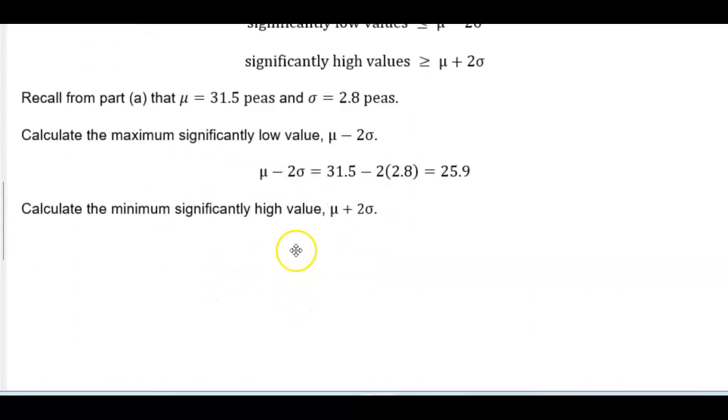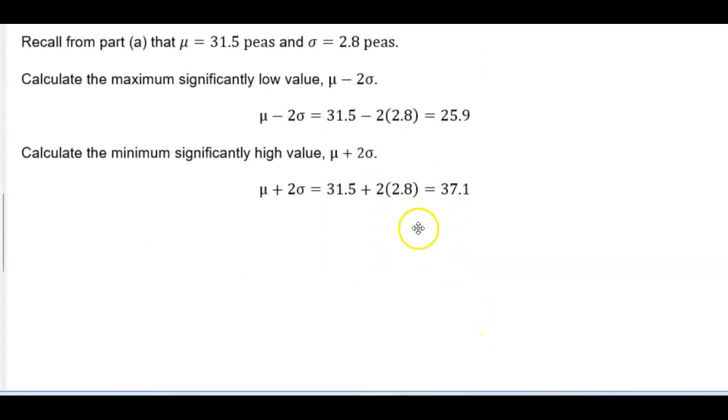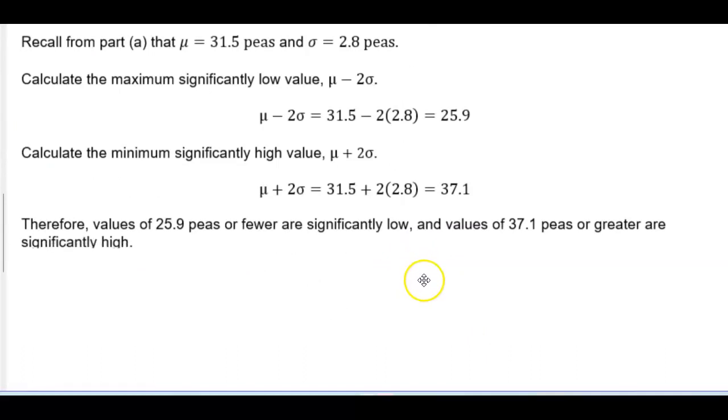Calculate the minimum significantly high value, where the mean is plus 2 times the standard deviation. So we're going to take 31.5 plus 2 times 2.8, and that gives us 37.1. Therefore, the values of 25.9 peas or fewer are significantly low, and the values of 37.1 peas or greater are significantly high.